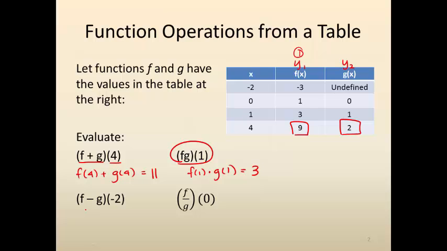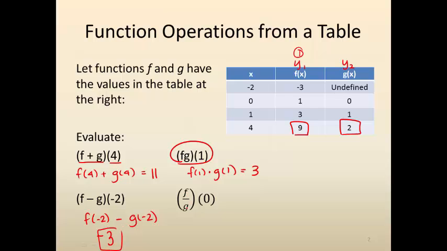In the next one, I want f minus g of -2. That's how it would be pronounced, f minus g of -2. Well, that simply means I want f of -2 minus g of -2. So f of -2 is -3, but g of -2 is undefined, which does not make the entire operation undefined, but it just makes that portion undefined. So the answer is simply -3.